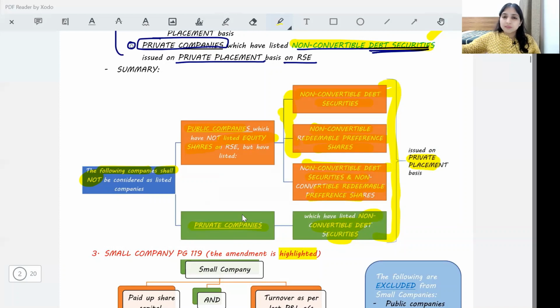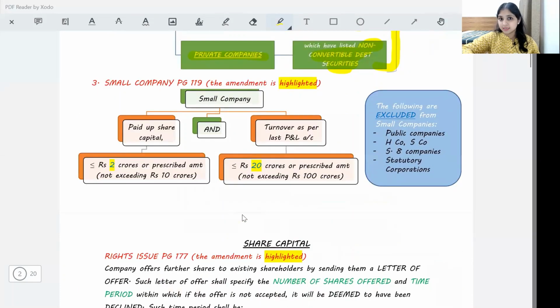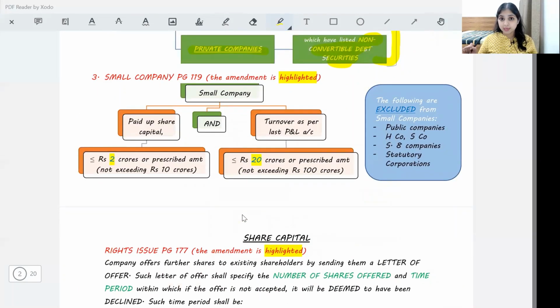Okay, what is private placement? It will be covered in the Prospectus chapter. All right, so these are the exclusions. These 4 companies will not be considered as listed companies. I hope you are clear. Now coming to the third concept.